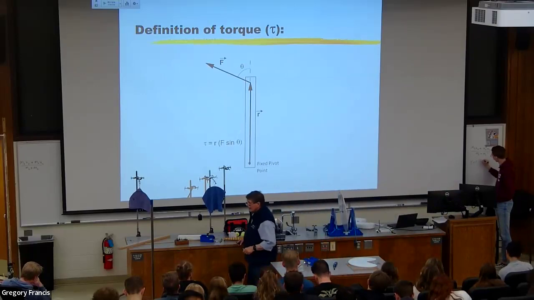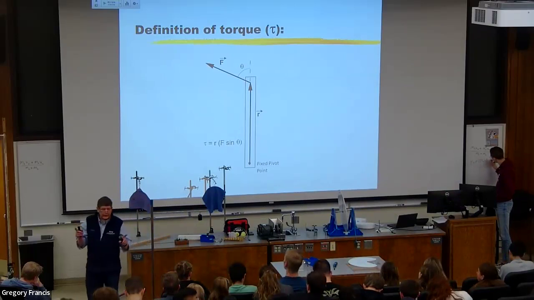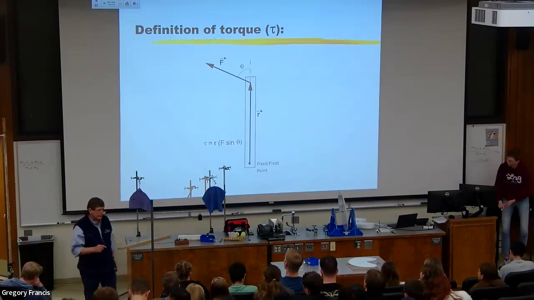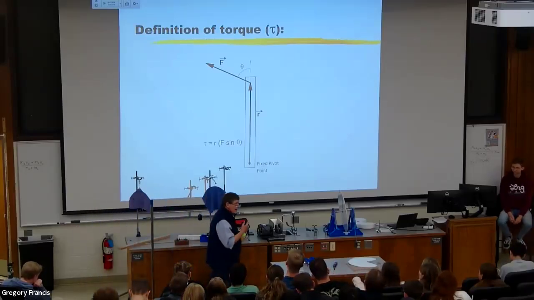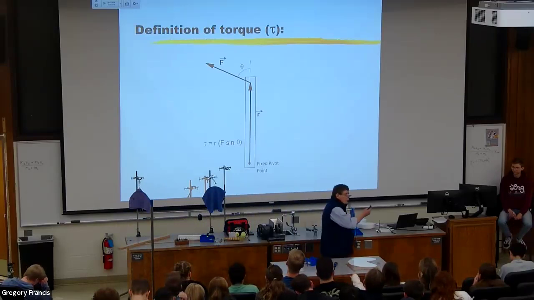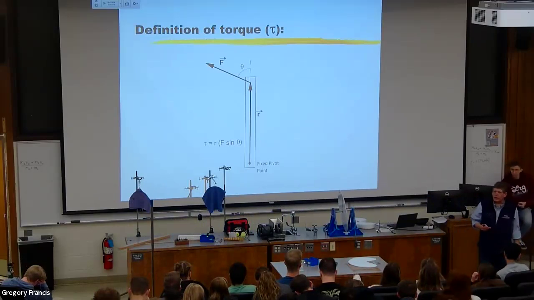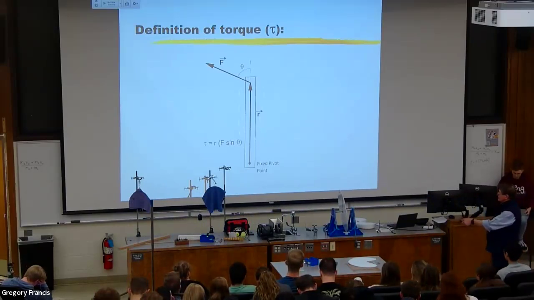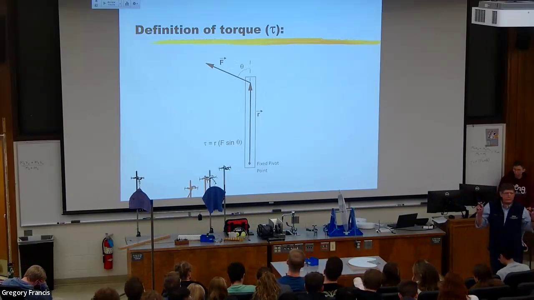Now, the sine function is biggest. It can go from 0 to 1, but it's biggest when that angle is 90 degrees, right? And so that means I'm going to have the biggest rotating effect. I'm going to provide the biggest torque when I'm pushing perpendicular to that position vector, when this angle is 90 degrees. Okay? How are we doing?